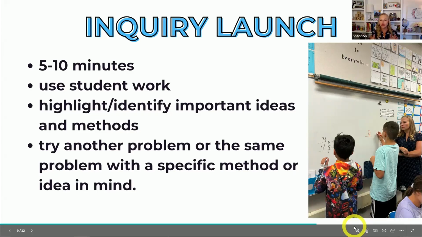I'm looking for, what does the teacher's guide say is the point of this lesson? What are the methods they want me to teach? And whose work looks the closest to that, where I can use their work to teach these ideas explicitly.